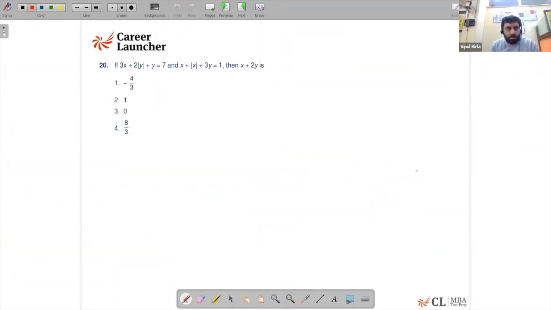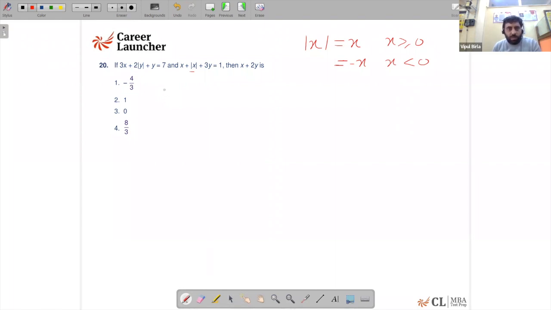It says 3x plus 2 mod y plus y equals 7 and x plus mod x plus 3y equals 1, then the value of x plus 2y is. I know mod of x is equal to x if x is greater than or equal to 0 and equal to minus x if x is less than 0, and the same goes for y also, right? So since it is not known whether x and y are greater than or equal to 0 or less than 0, we have to take all the 4 cases into consideration and see in which case we'll get the result.